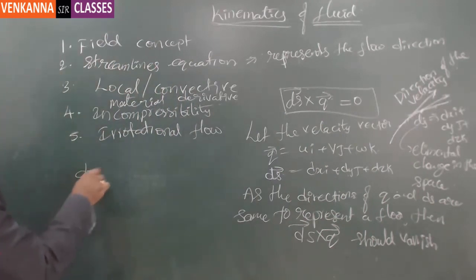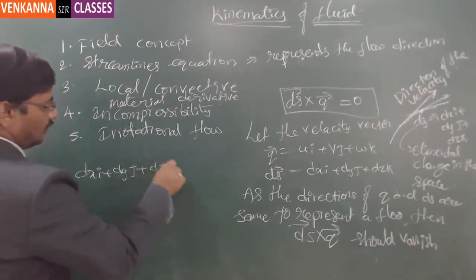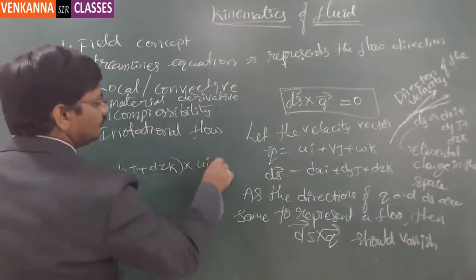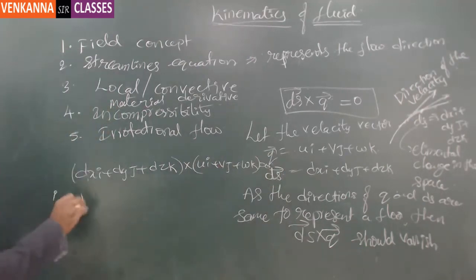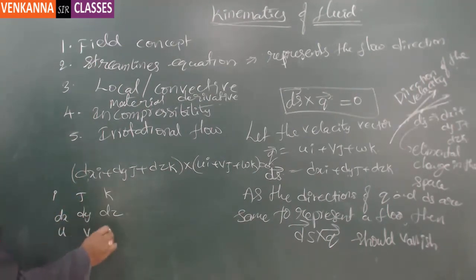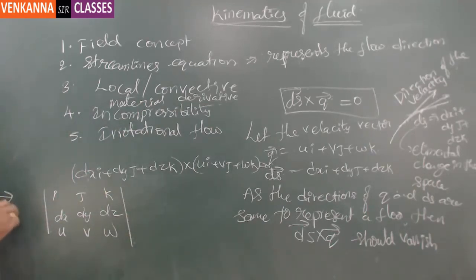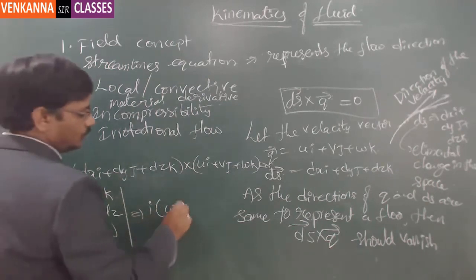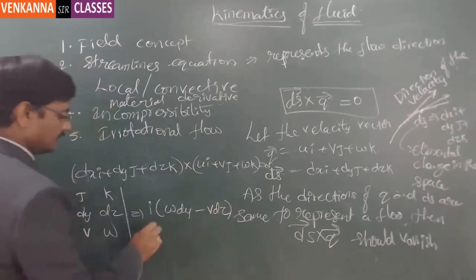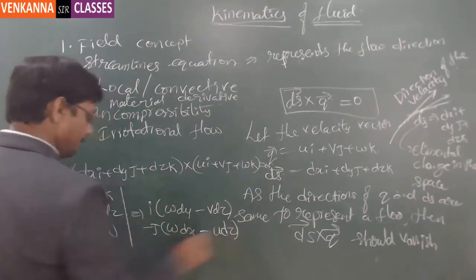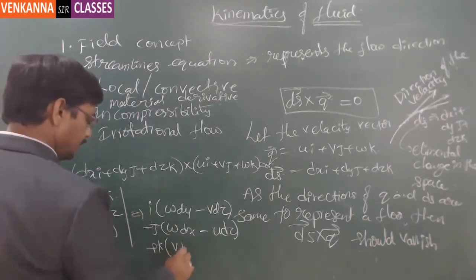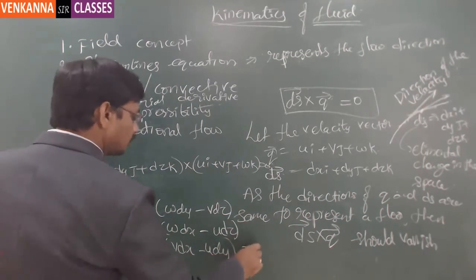So that is dx into i plus dy into j plus dz into k cross ui plus vj plus wk. This should vanish. Then i, j, k, dx, dy, dz, u, v, w. So this is the way we usually find the cross product. So this is i times of w into dy minus v into dz, minus j times of w into dx minus u into dz, plus k times of v dx minus u dy. Now this should be equal to 0.